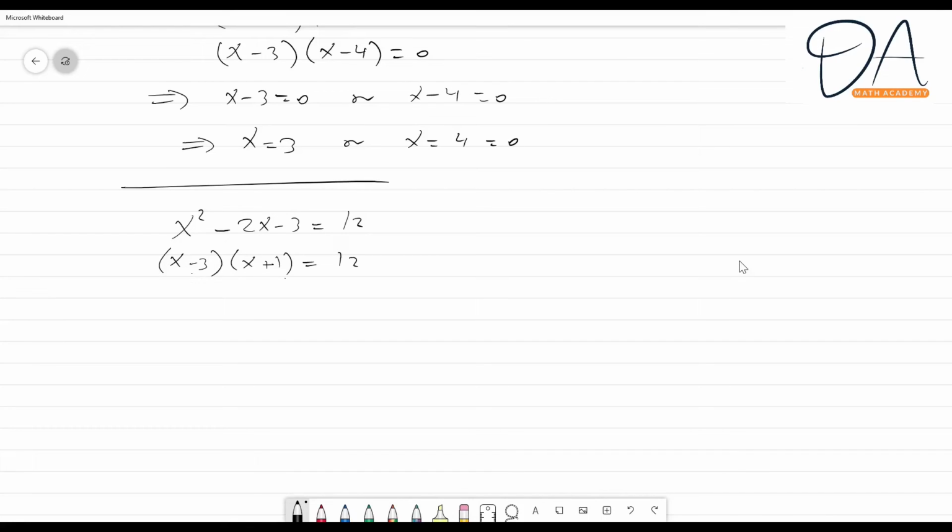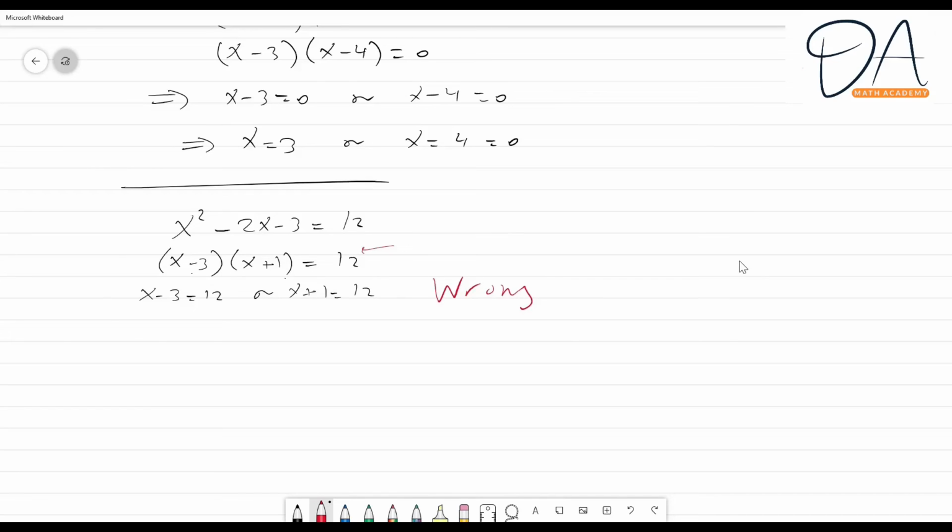The mistake is that people say, okay, x minus 3 is equal to 12, or x plus 1 equal to 12. This is wrong. You cannot conclude that this is 12 or this is 12. There are different ways to form 12. It can be 3 times 4, 2 times 6, 6 times 2, 1 times 12. So you cannot conclude. When this side is 0, it's possible to conclude that one of them is 0, because you cannot get 0 unless one of them is 0.